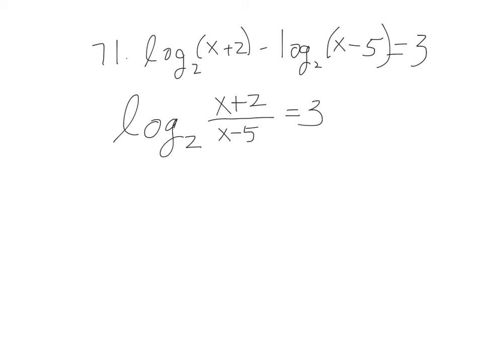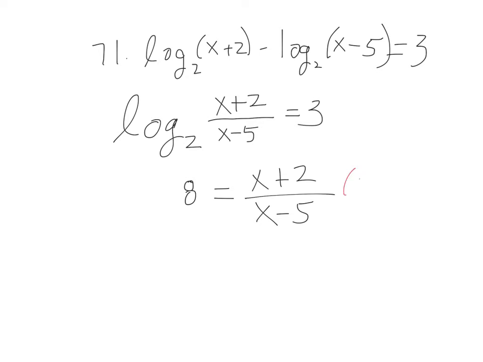And now we have a setup of a logarithm set equal to a number, which means we put it into exponent form, so our base is 2 to the third power equals our argument, which is x plus 2 over x minus 5. So to tackle this, we're going to have to multiply the x minus 5 out of the denominator. First, in the interest of saving space and consolidating time, I'm going to just change that 2 to the third to 8.